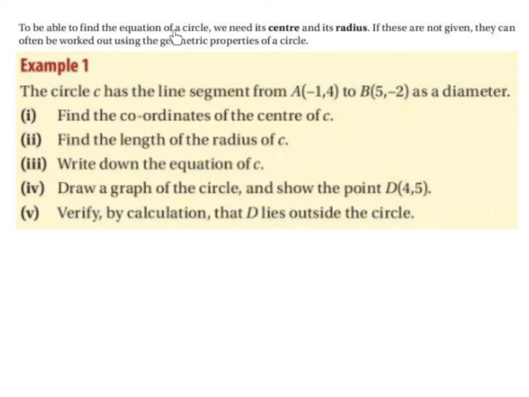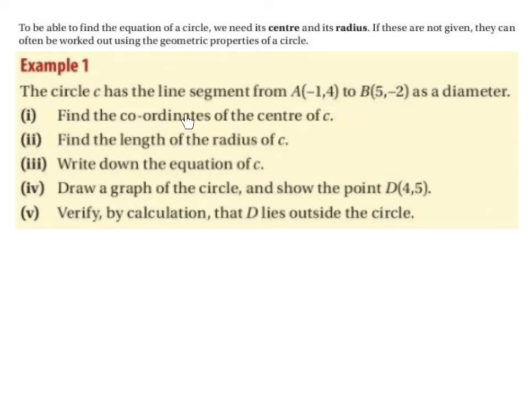To be able to find the equation of a circle, we need its centre and its radius. If these are not given, they can often be worked out using geometric properties of a circle. The circle C has a line segment from A(-1, 4) to B(5, -2) as a diameter.